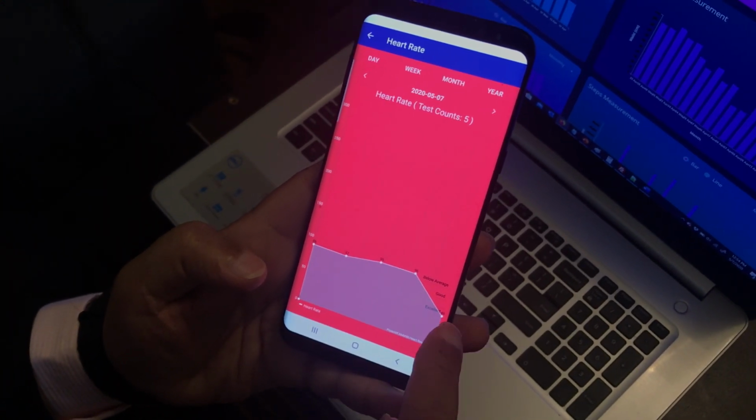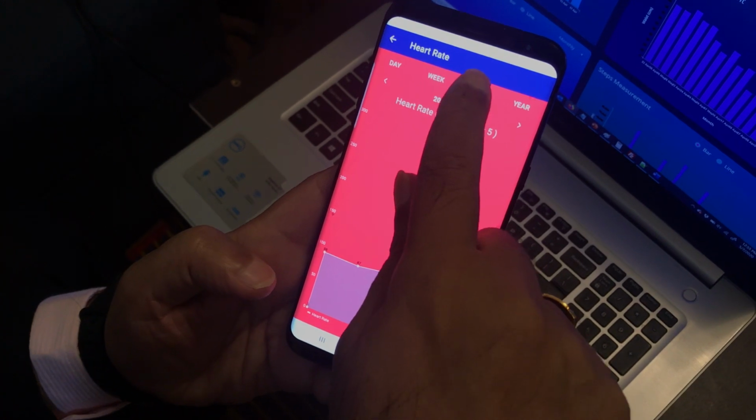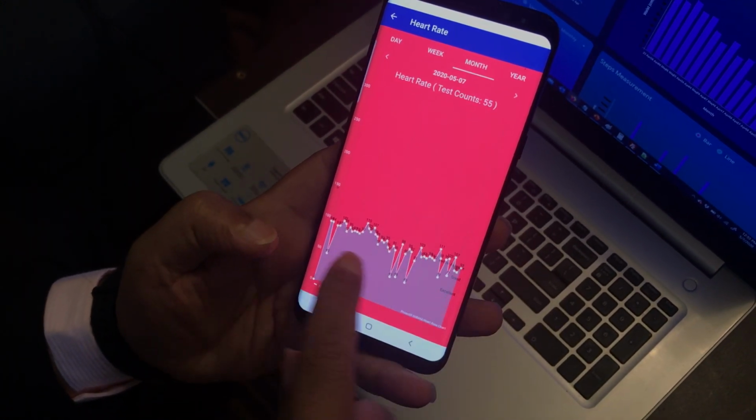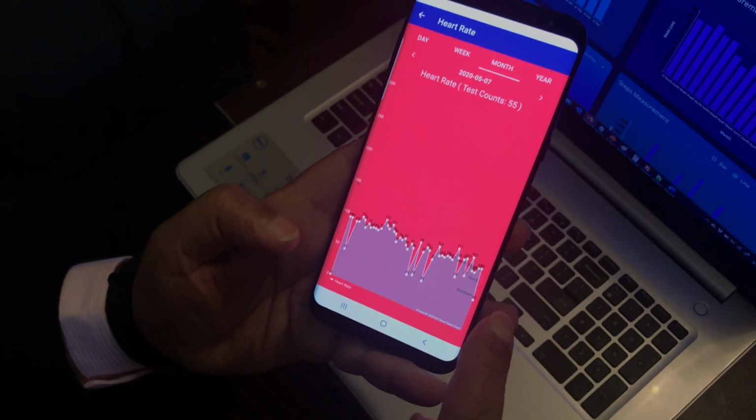Today it's doing in excellent condition with the resting recording. And now if you go similarly to the monthly tab, it's going to show you the cumulative heart rate, how you are doing across the entire month.